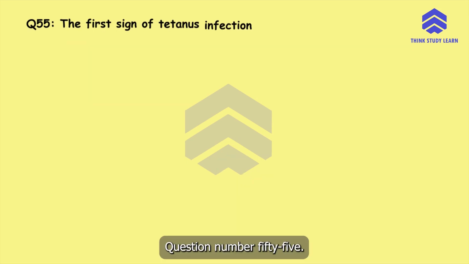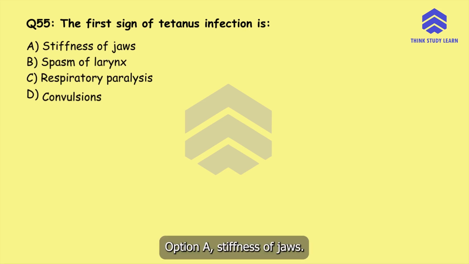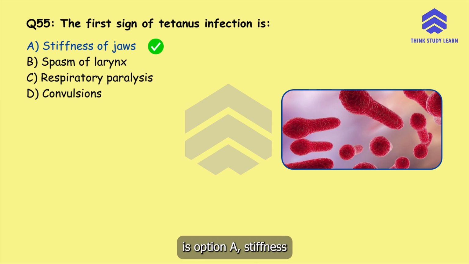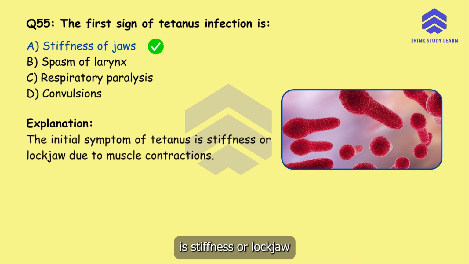Question number 55. The first sign of tetanus infection is option A, stiffness of jaws. Option B, spasm of larynx. Option C, respiratory paralysis. Or option D, convulsions. The correct answer is option A, stiffness of jaws. The initial symptom of tetanus is stiffness or locked jaw due to muscle contractions.